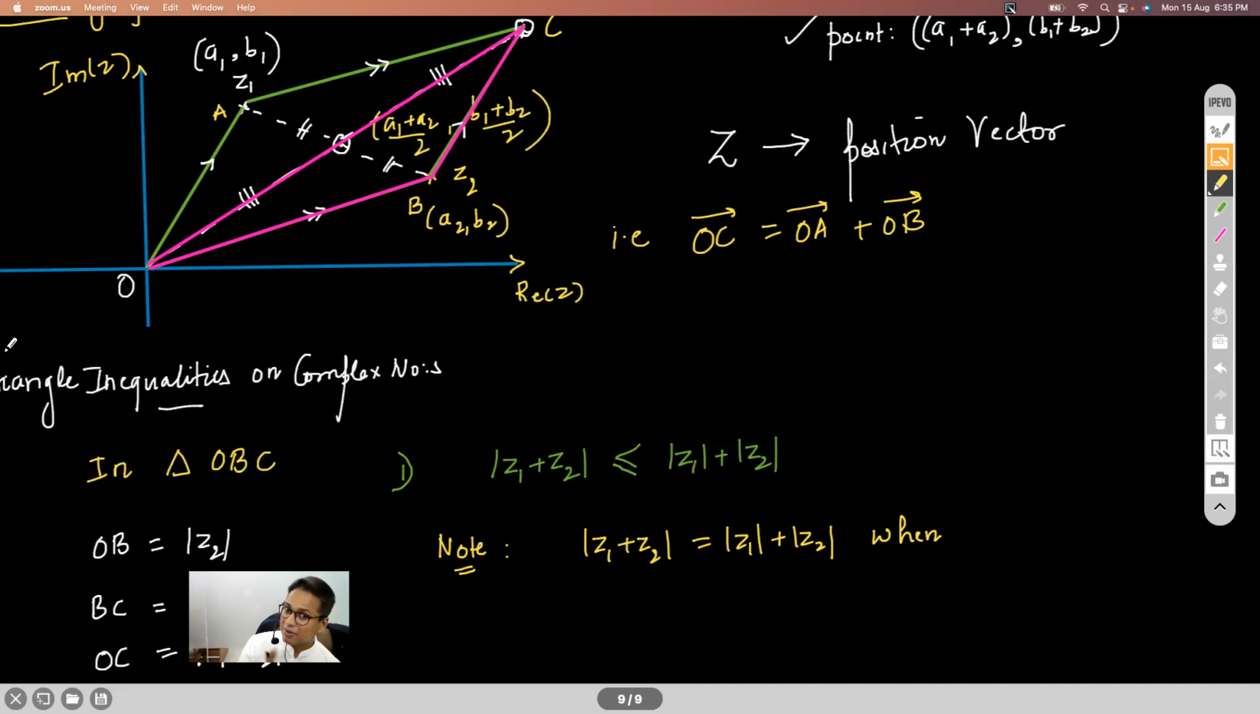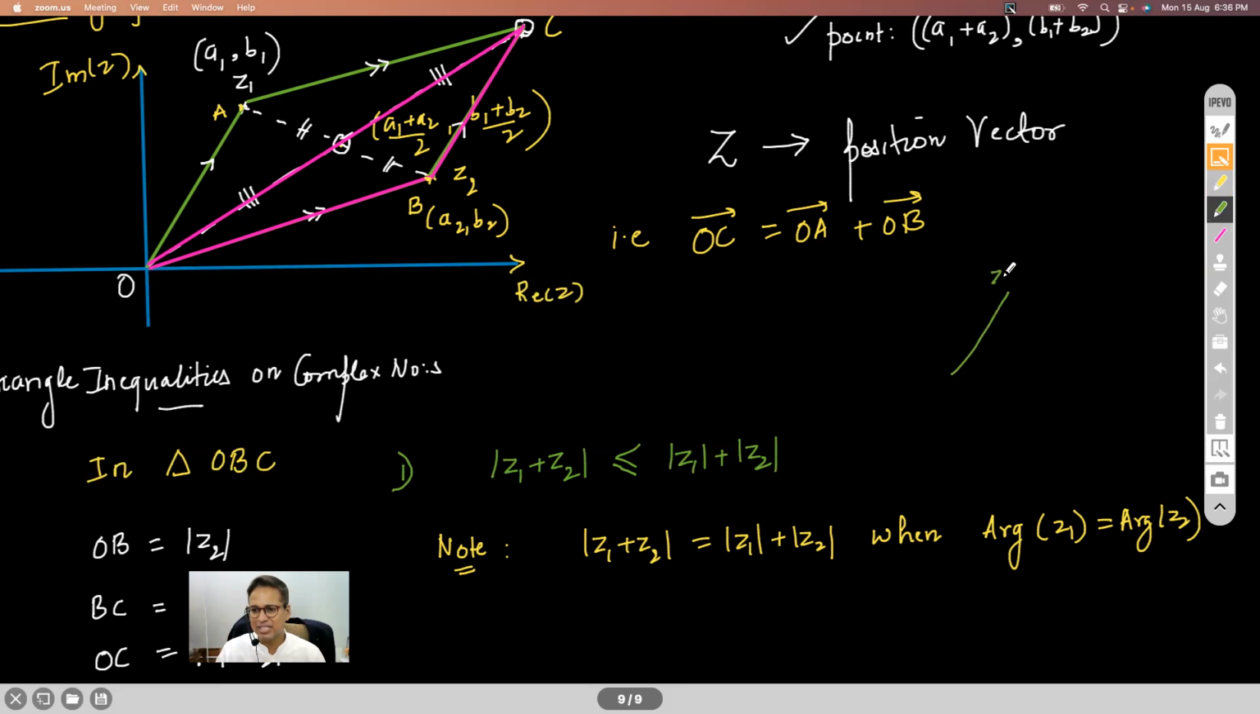Right. But in our case of complex numbers, we cannot say they are parallel and all. We'll say their argument should be equal. See, very simple. When Z1 and Z2 arguments are same, what does it mean? That means these two points are moving and coming to the same straight line, isn't it? So this parallelogram will collapse, isn't it? Let me make a diagram here.